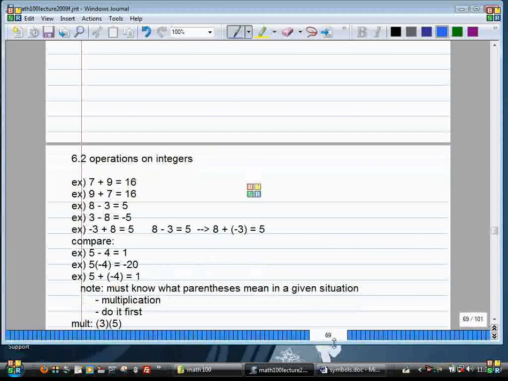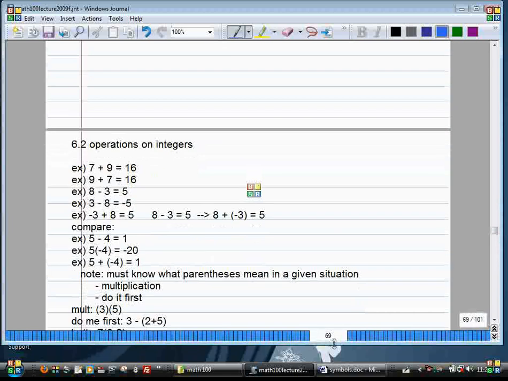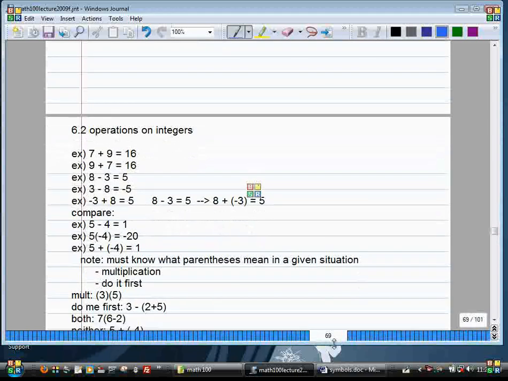So if you see parentheses 3, parentheses 5, this means multiplication. If you see 3 minus open parenthesis 2 plus 5 close parenthesis, that says do me first. But possibly the parentheses could mean both. 7 open parenthesis 6 minus 2 close parenthesis. The parentheses are first telling you to do the 6 minus 2 in this problem. But then what else are they telling you to do? Multiply. So 6 minus 2 gives you 4, and the parentheses are also telling you to multiply the 7 times the 4 that you get.